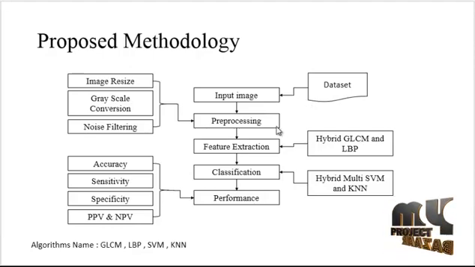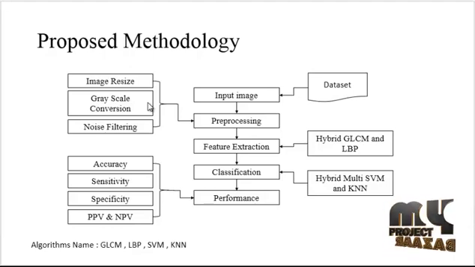In this pre-processing we have three stages: image resize, grayscale conversion, and noise filtering. In the image resize, the image is resized into a particular size of 256 cross 256, which means the number of rows is 256 and the number of columns is 256. If the input image is in RGB bands, it will be converted into grayscale form. We go for the grayscale conversion because it is easier to extract the features from the image.